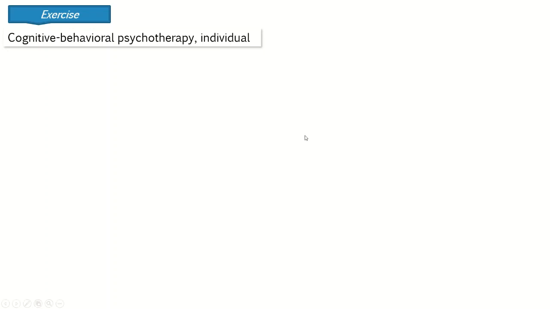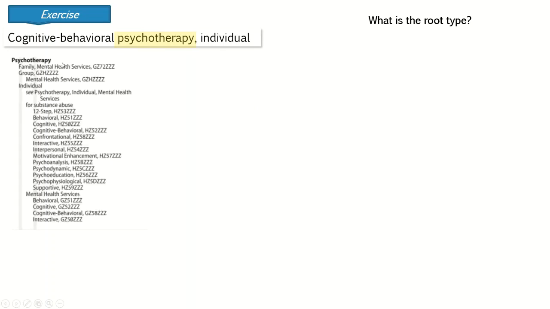All right, so our scenario or exercise says cognitive behavioral therapy, psychotherapy, individual. All right, sorry about that, coders. What is the root type? If you said psychotherapy, outstanding. So we're going to go to the alphabetic index. We're going to look up psychotherapy. And you know what? It's divided. You've got family psychotherapy, you've got group psychotherapy, but our documentation specifically says individual.